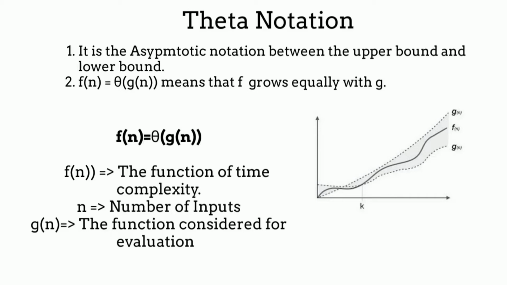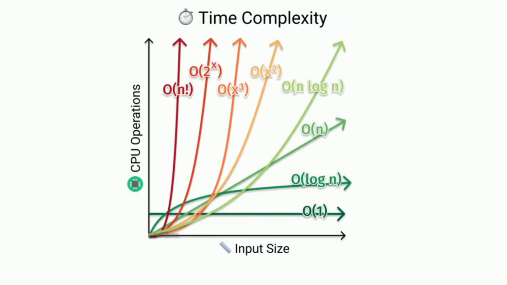Let me give you a small example of how we calculate the best case or the worst case. Say we are searching for an element in an array. If the element is present at the first position of the array, then the time required to execute is constant time. What do you mean by constant time? It does not depend upon the input n. That is the best case.